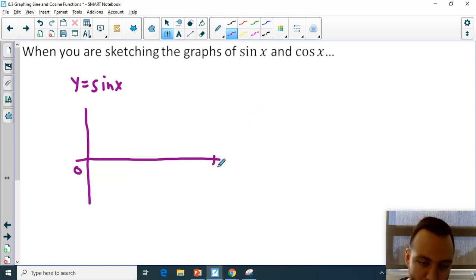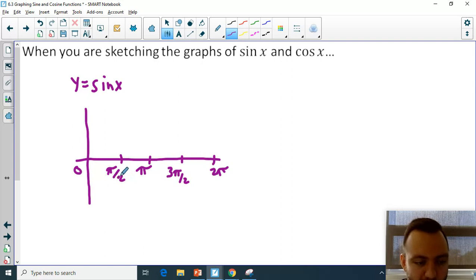So a full period is 2 pi, right? And I like to cut that in half, so half of 2 pi is going to be pi halves. Then I like to cut my halves in half, so 3 pi halves and pi halves, right?